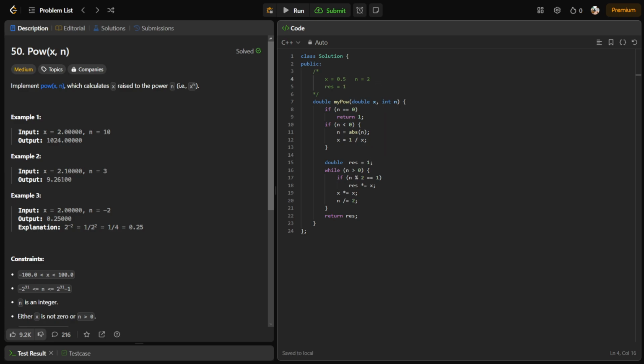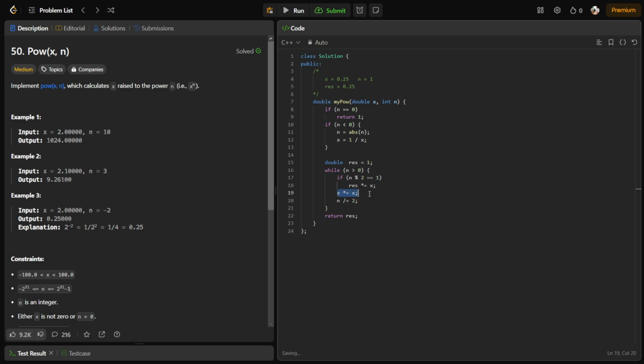So again, we have the result here. Result equals 1. While n is more than 0, which it is, right? N is 2. It is not an odd number. So x times itself. So 0.5 times 0.5 will give us 0.25. N divide equals 2. So n is now 1. So we know how it goes here. Since n is an odd number, we update result. 1 times 0.25 is 0.25.